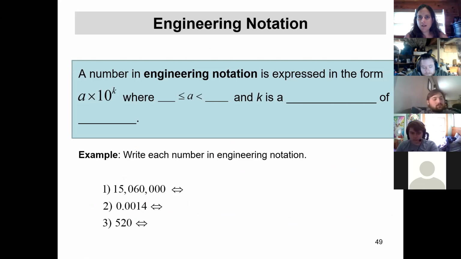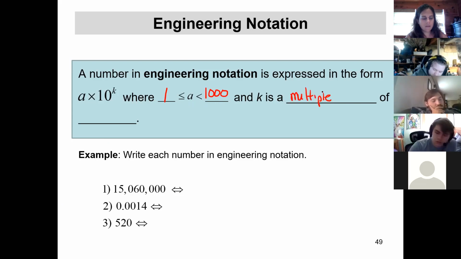So talking about another notation will be engineering notation. And this might be relatively new. I'm not sure you've ever seen engineering notation before. So a number in engineering notation is expressed in the form a times 10 to the k, where a is either a number between 1 and 1,000, not 1 and 10 this time, but 1 and 1,000, and k is a multiple of 3.